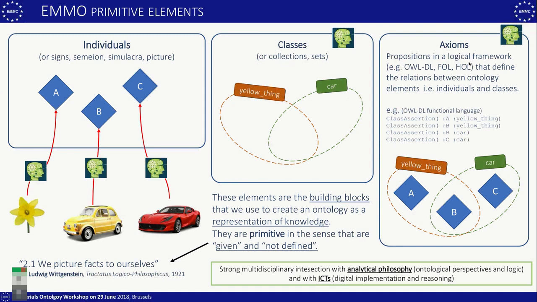And also we need to have actions. Actions are the propositions in a logical framework, and the logical framework can be different. We have several choices of logical framework that can be used that define the relation between ontology elements, between individuals and classes. So we have our individuals, we have a way to define classes or sets of these individuals, and we have a way to define relations between classes or between individuals and between classes and individuals thanks to actions.